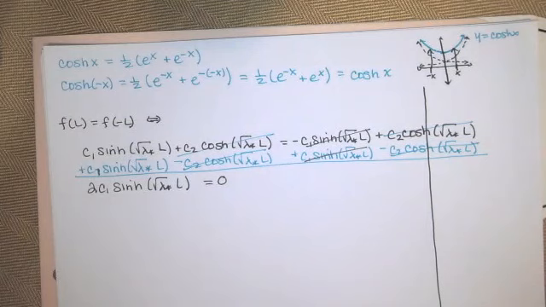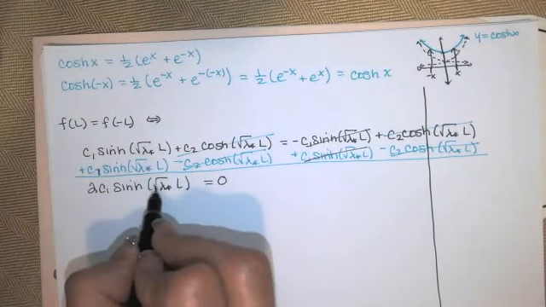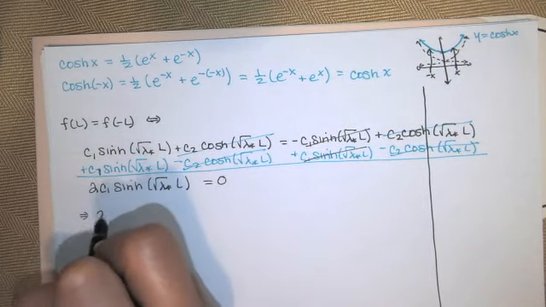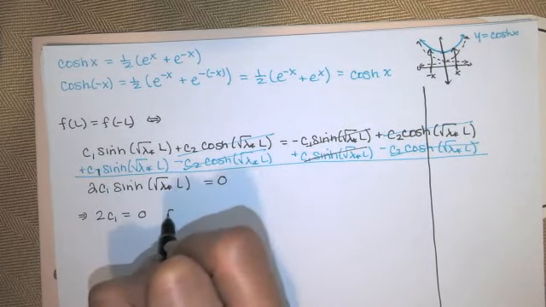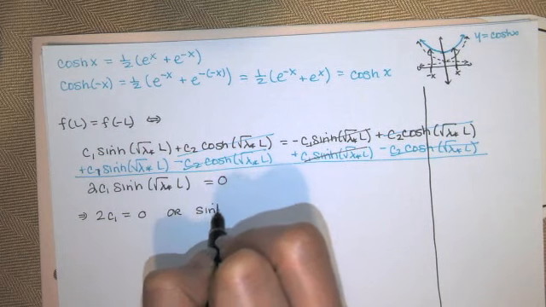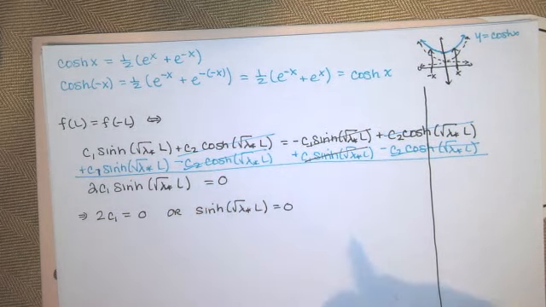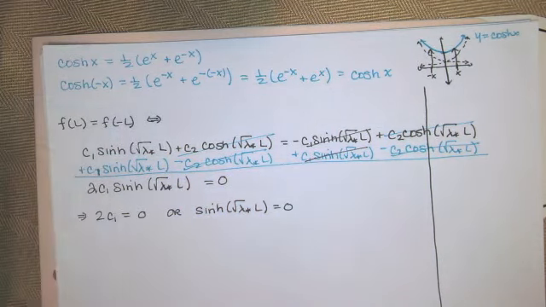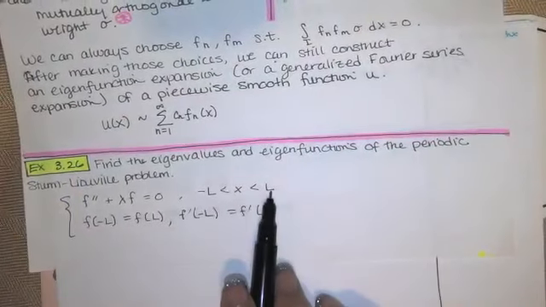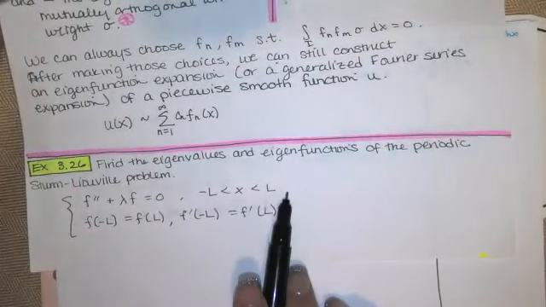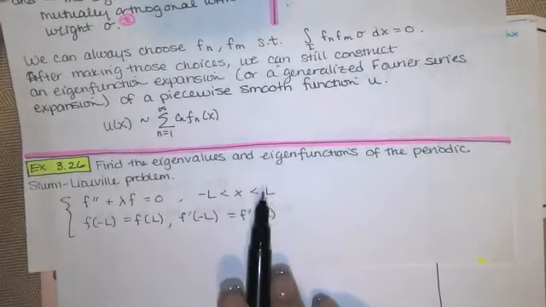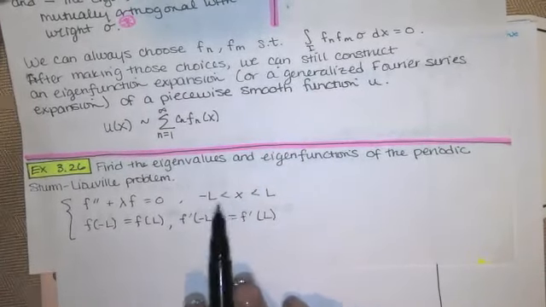All right, so here are your possibilities. I've got a product. This times this equals 0. So that means either 2c1 equals 0 or hyperbolic sine of the square root of lambda sub star times L equals 0. But remember where we started and what we're looking at here. We're on the interval from -L to L. Of course, L is not 0 because then our interval would consist of a single x value.